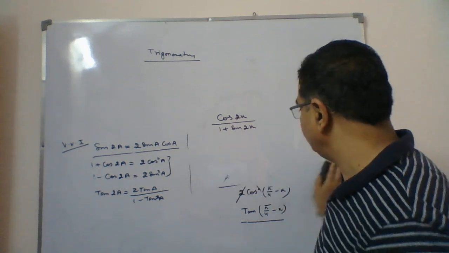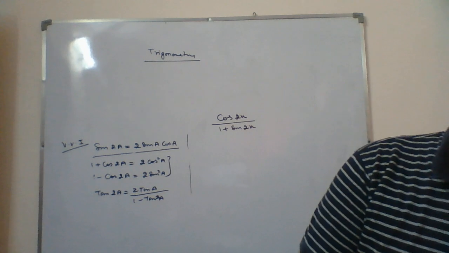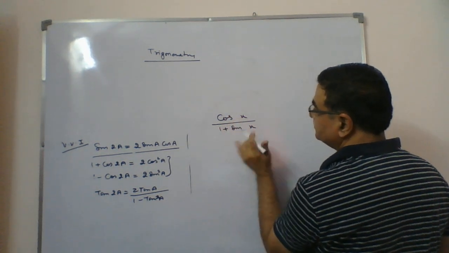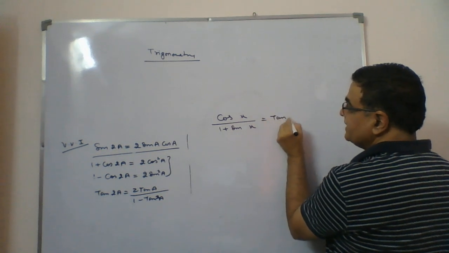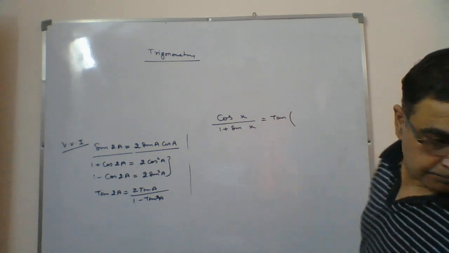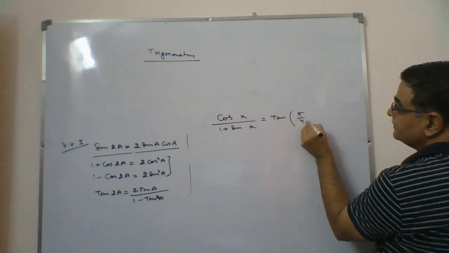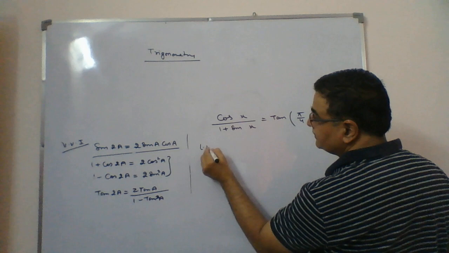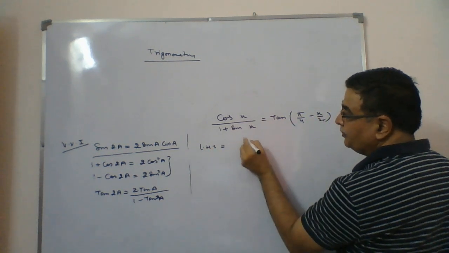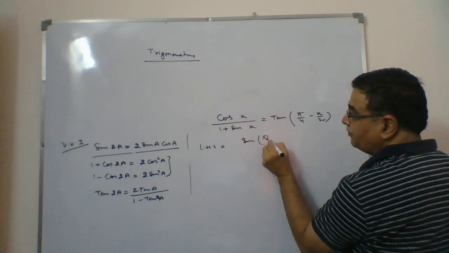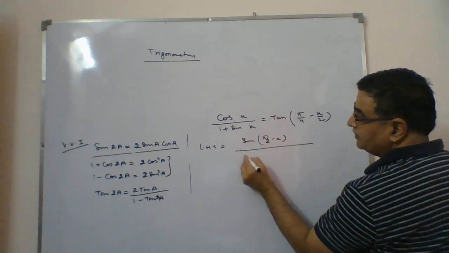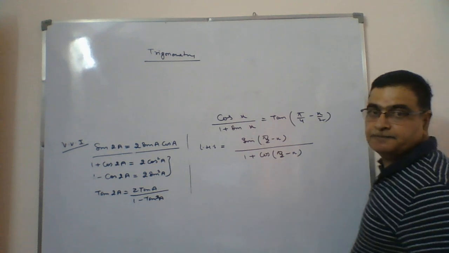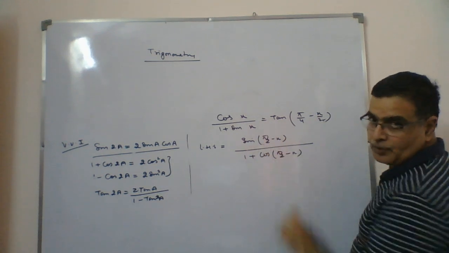One more question, if it is cos x by 1 plus sin x, then we should prove this as tan pi by 4 minus x by 2. Again we should do what? Cos should come with 1, sine should be alone. So I write sine of pi by 2 minus x. This will be 1 plus cos of pi by 2 minus x. Sine of this is 2a.